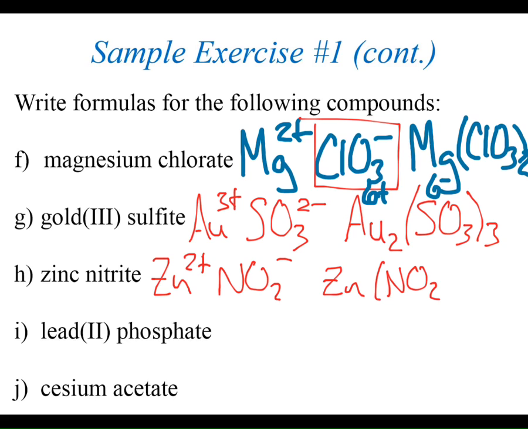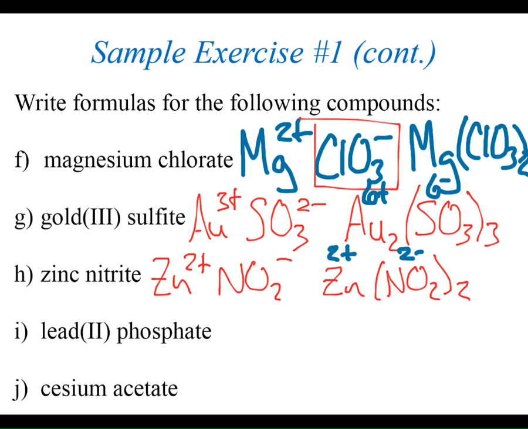Parentheses, NO2. Perfect. So now I have 2 plus here, and I have 2 negative here. So the 2 plus balanced out the 2 negative. Okay, let's keep going.